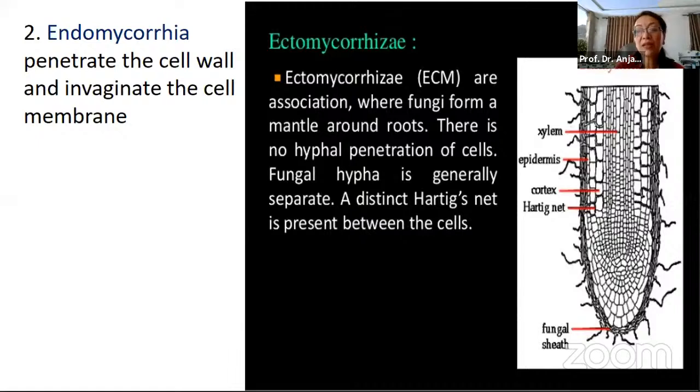But in the endomycorrhiza, endo means inside, it penetrates the cortical region and develops the arbuscules within the root cells. And the difference in ectomycorrhiza is that at the outside of the root you can see a network, a very hairy type of network, which is also known as Hartig's net, and it is present between the cells.